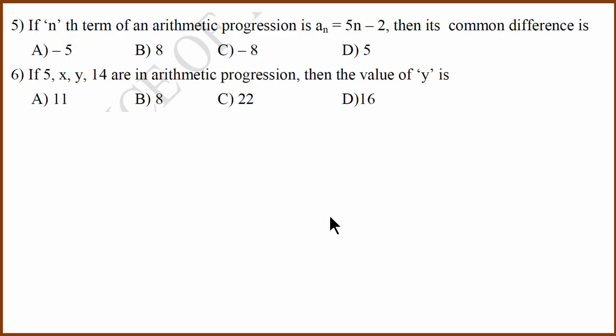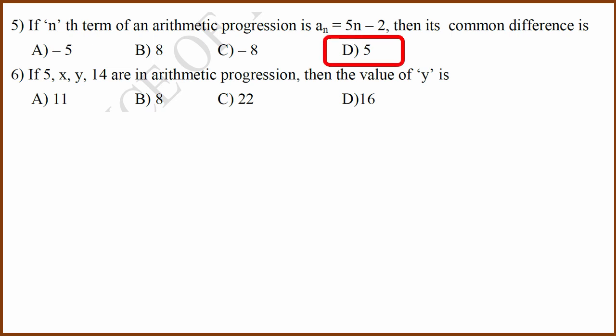So the nth term of an arithmetic progression they have given is this equation. What is the common difference? In this kind of question, the common difference will always be the coefficient of n. Whatever the coefficient of n is, that is the common difference. You can also check this by finding the second term and the first term. Okay. The correct answer in this case is 5.